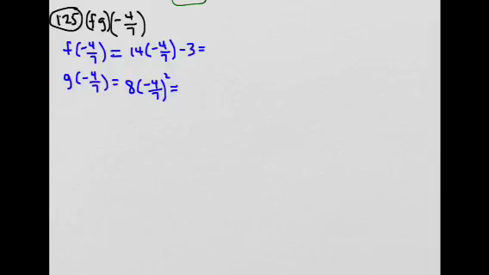All right, 125, we're doing f times g of -4/7. So I've already set it up. Remember, 14 is 14 over 1, so then I can simplify or reduce 7 into 7 once and 7 into 14 twice. So 2 times -4 is -8 minus 3 is -11. Over here, it's the same thing, 8 over 1. So I've got to use order of operations, so it's actually 16 over 49. So you multiply across and we get 128 over 49.